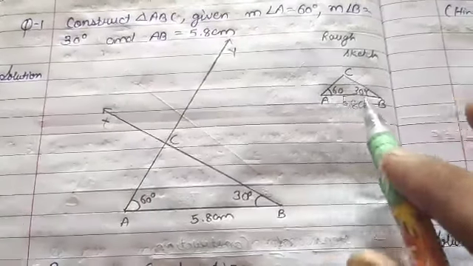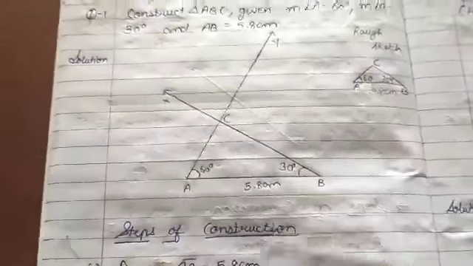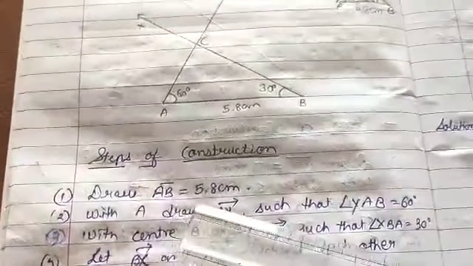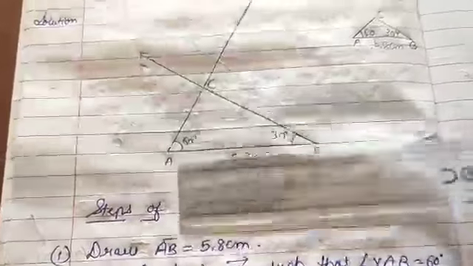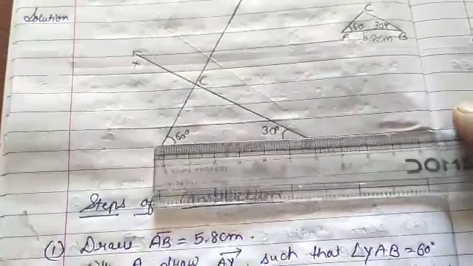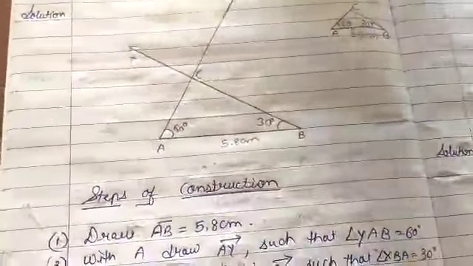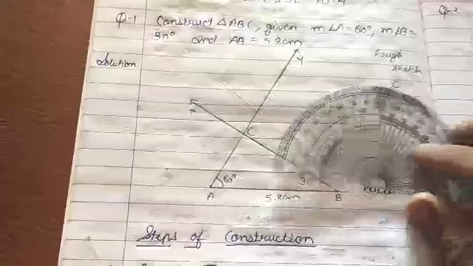So first it is necessary to draw the base. So draw base AB of 5.8 centimeter. So write down here step 1, draw line segment AB of 5.8 centimeter. See, 5.8 centimeter. Then with the help of protractor, try to construct 30 degree.